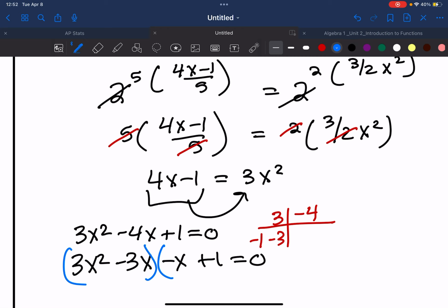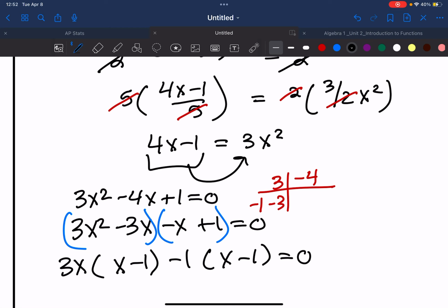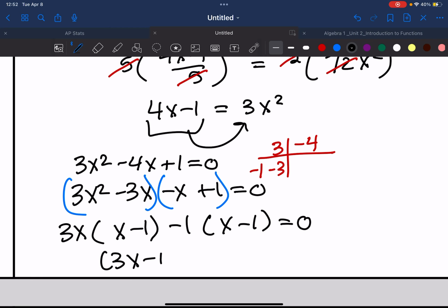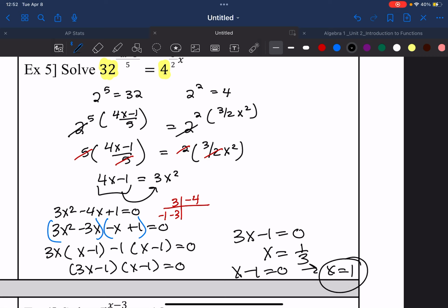I do my factor by grouping and take out a GCF. So I can take out a 3x and I'm left with x minus 1, and take out a negative 1 and I'm left with x minus 1. So I have 3x minus 1 and x minus 1 equals 0. I set them separately equal to 0, so 3x minus 1 equals 0 means x is equal to 1/3. And then x minus 1 equals 0 means that x is equal to 1. So I have x is equal to 1 and x is equal to 1/3. Two answers.